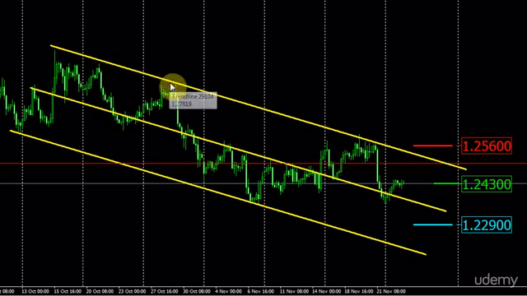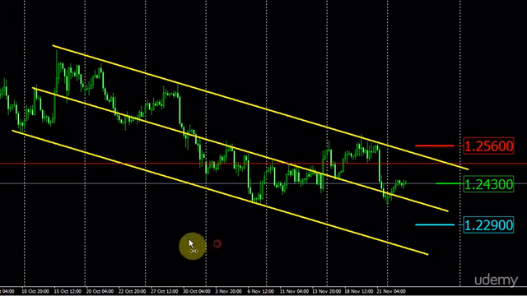Then it hit the top border a couple of times, hit the middle, hit the top border, went down, back to the bottom border, crossed the middle, went to the top border. Now it's just touched the middle, and guess where it's going to go next? That's right, it's going to go down towards the bottom border of the channel.